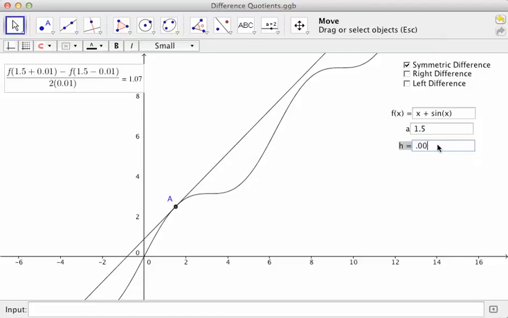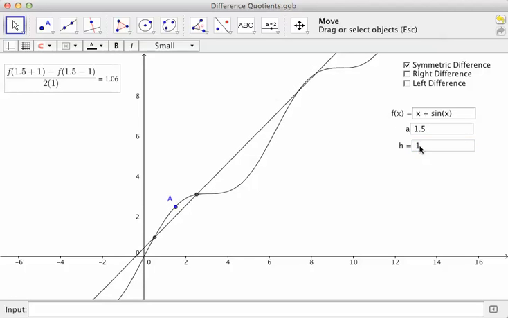Now, curiously, GeoGebra is going to round this to 0. But 1.07, you can see from the graph, it really does appear that the 2 points are so close to A that they're indistinguishable at this point. So that slope through those 2 points is a really good approximation of the slope at A. And of course we have other options. So that's symmetric, you move 1 in either direction.